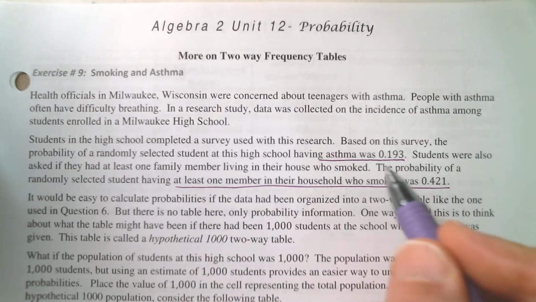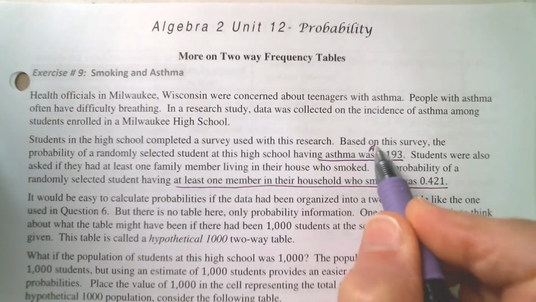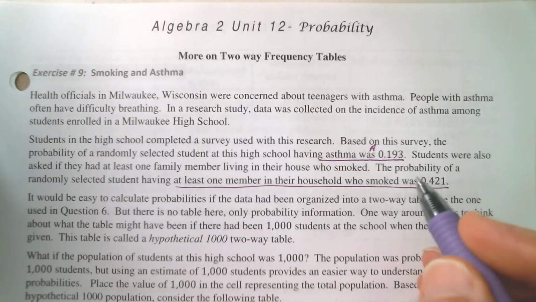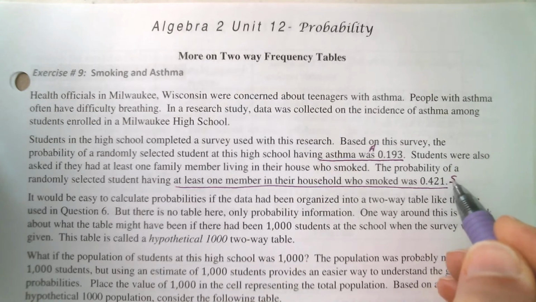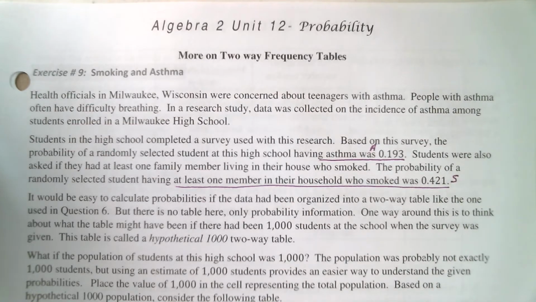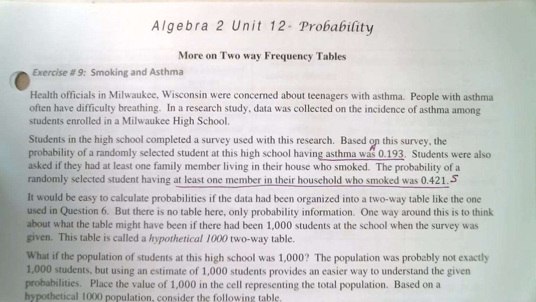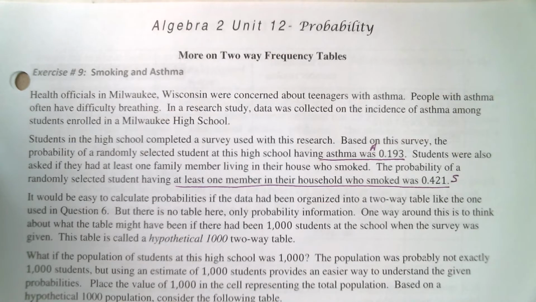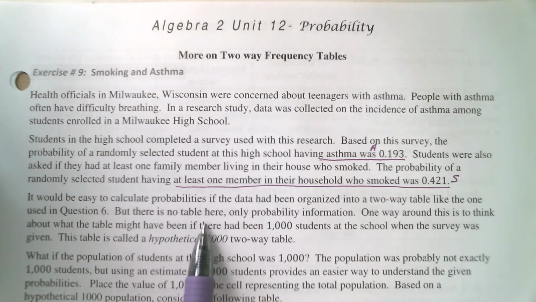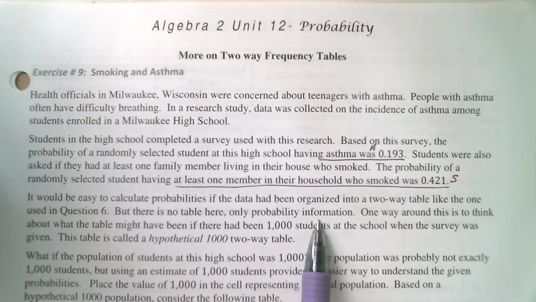So I'm just going to use an A for having asthma and an S for at least one member in the family who smoked. It would be easy to calculate probabilities if the data had been organized in a two-way table like the one used in question 6, which must have been yesterday's video. But there is no table here, only probability information.